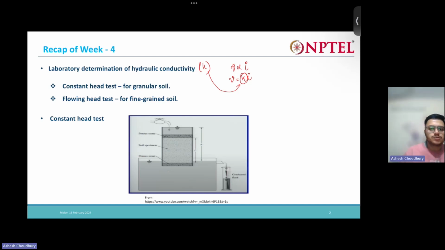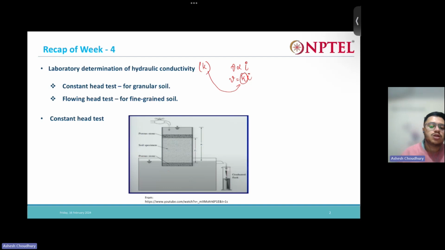Now, for a particular soil specimen in certain conditions, how do we determine this permeability? There are two types of tests that are generally used. One is the constant head test and the other is the falling head test. The constant head test is generally used for granular soil. Granular soil, as you can imagine, is nothing but sand.